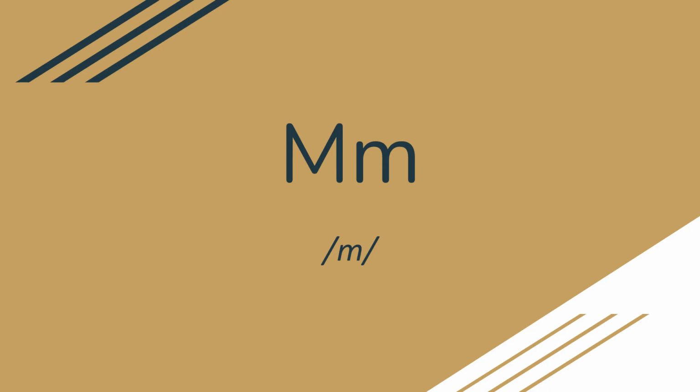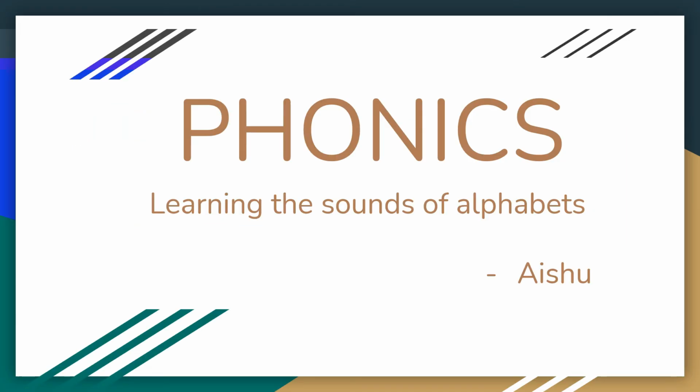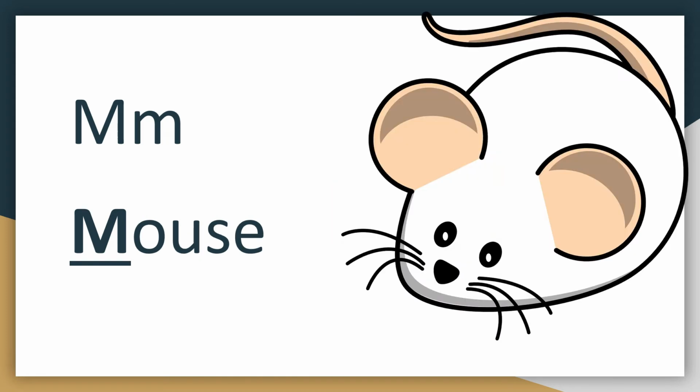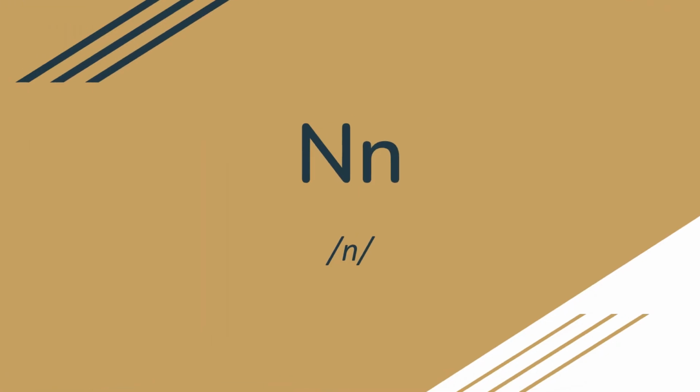Join with me. Let's take some examples. Mango. Mouse. The first letter sounds mouse. N is the name of the letter. Do you know the sound? We are going to learn about it.